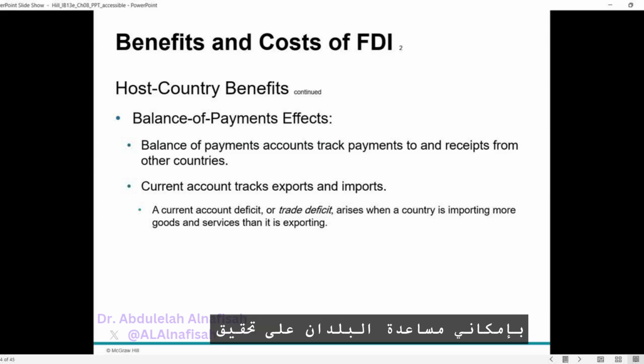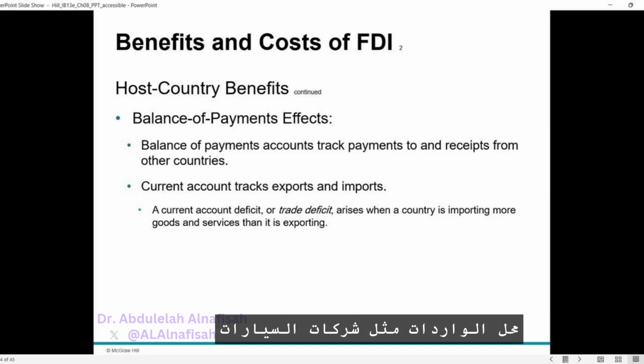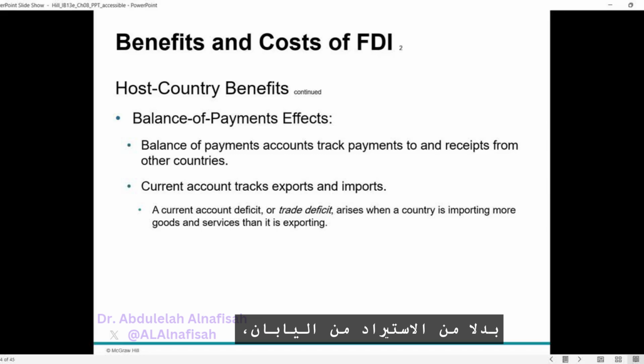FDI can help countries achieve a current account surplus in two ways. Firstly, if FDI substitutes imports, such as Japanese automobile companies producing in the US for the US market instead of importing from Japan, it can improve the host country's balance of payments. This reduces the need to finance deficits through asset sales, benefiting the host country like the United States.